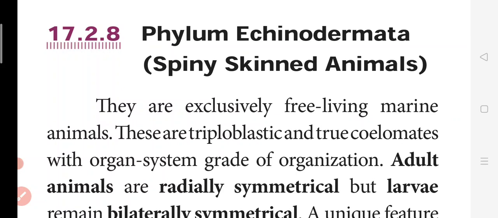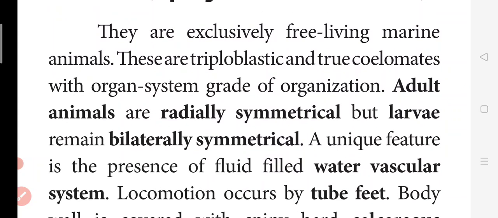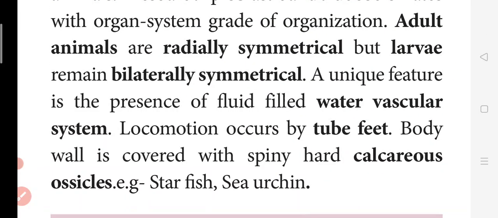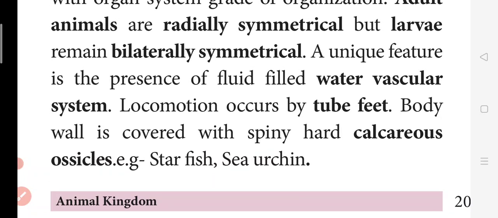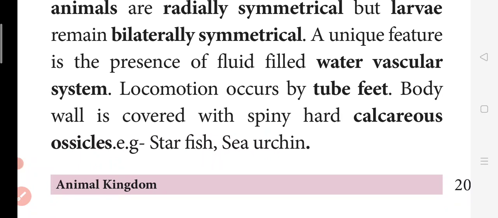And phylum Echinodermata, spiny skinned animals. They are exclusively free living marine animals. These are triploblastic and true coelomates with organ system grade of organization. And adult animals are radially symmetrical. So adults are all radially symmetrical, and in the larval stage bilaterally symmetrical. A unique feature is the presence of a fluid filled water vascular system. And locomotion occurs by tube feet.